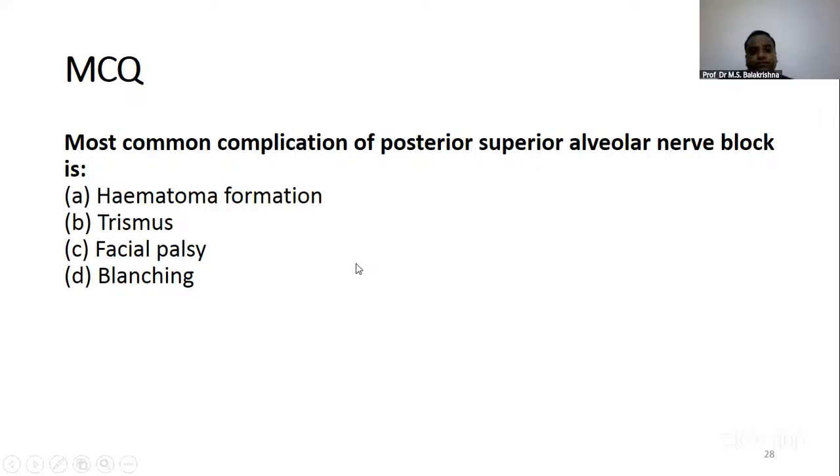Next question. The most common complication of PSA nerve block is hematoma formation. This is one of the direct questions which you should know. The most common complication in PSA nerve block is hematoma formation. In inferior alveolar nerve block it is facial nerve palsy, because when you go posteriorly, behind the angle of the mandible, the parotid gland will be there, and the parotid gland is supplied by 5 branches of the facial nerve. So there, the facial nerve gets affected.